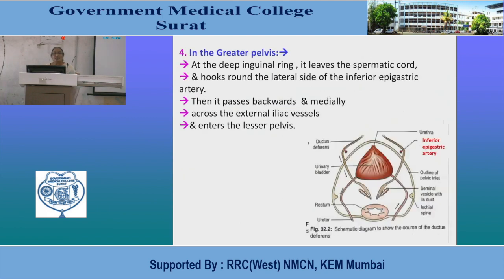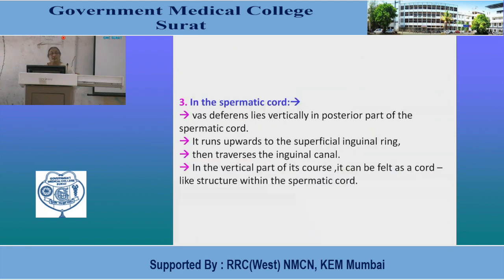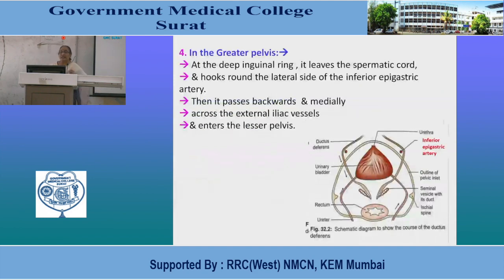Now third, the location in the greater pelvis. At the deep inguinal ring, it leaves the spermatic cord and hooks round. Here you can see the vas deferens and the inferior epigastric artery. It hooks round the lateral side of the inferior epigastric artery, then passes backwards and laterally across the external iliac vessels and enters the lesser pelvis.